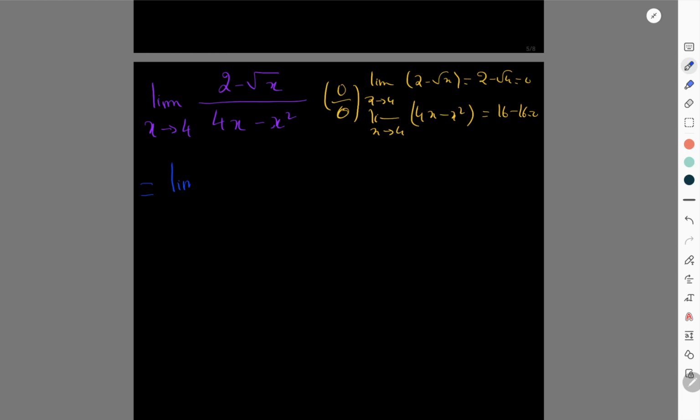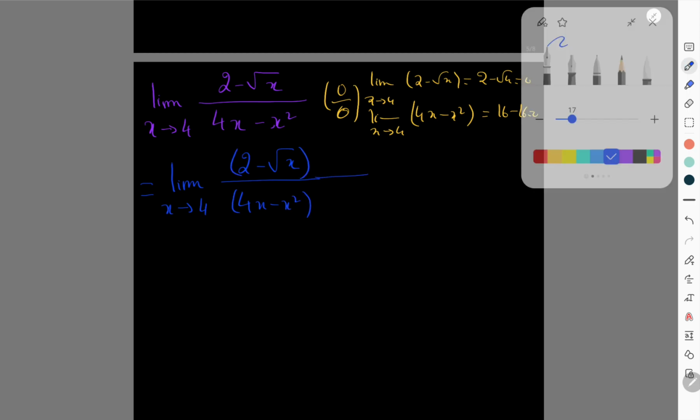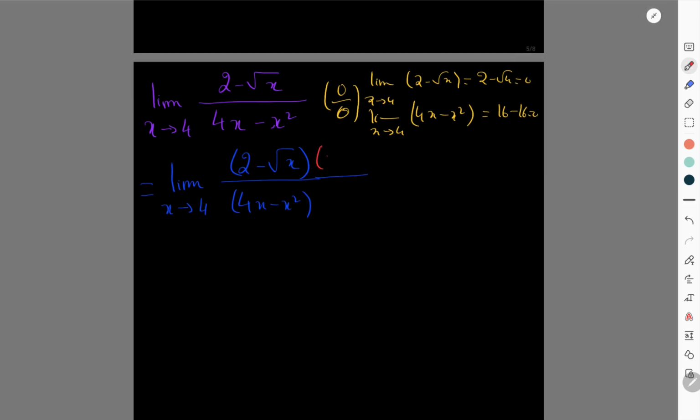Now, one good way to approach this question is by multiplying by the conjugate of 2 minus square root x on top and on the bottom, right? Multiplication by 2 plus root x will get rid of the root x on the top part, and on the bottom, when x is close to 4, this term will be close to 4. So this is not a big deal. It's not a problem. Let's see what we get.